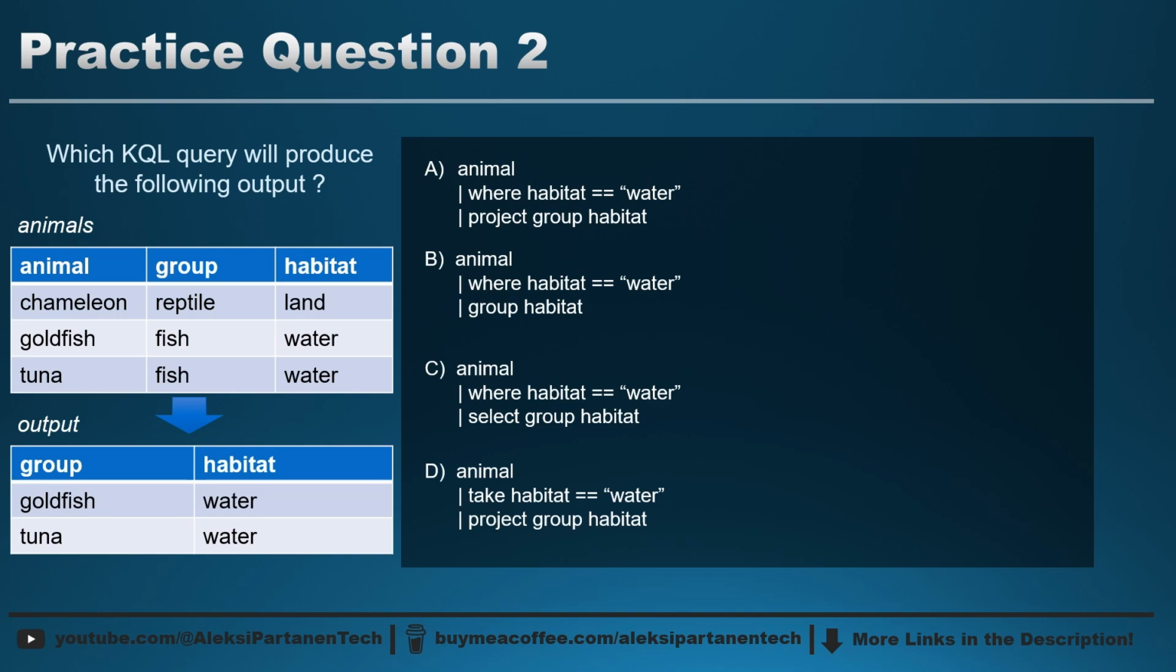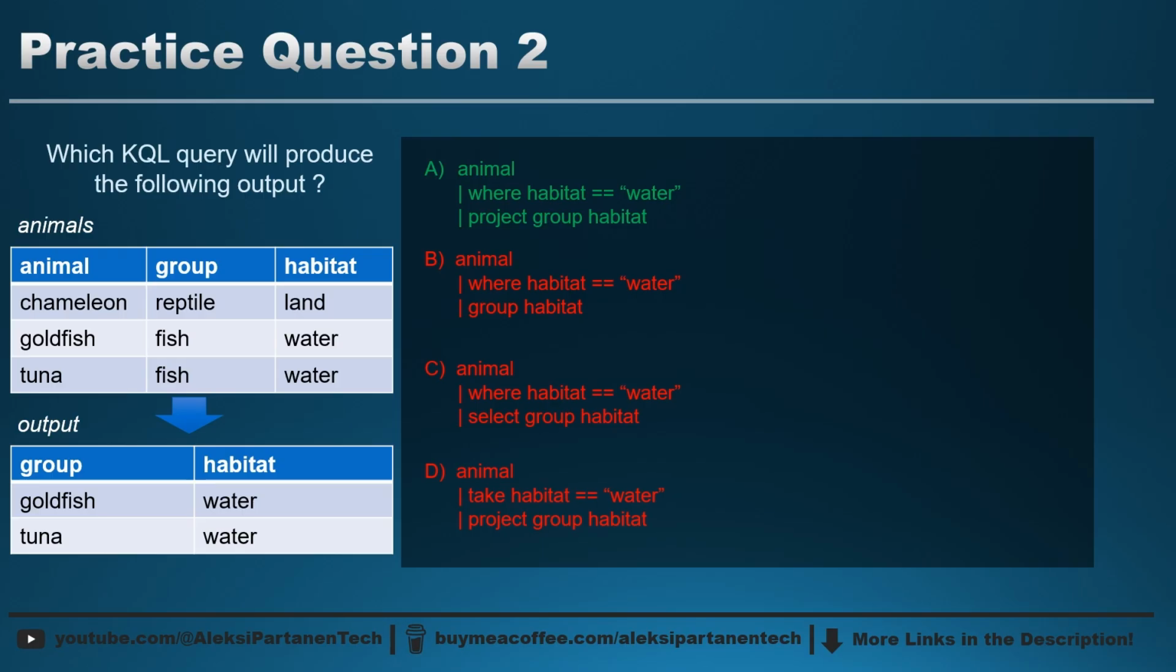Now think about the answer to this question for a moment, and I will reveal the answer to you in 3, 2, 1. And the correct answer to this question is query A. And again, I'm highlighting what the issues are with these different queries. In query B, the problem is that we are specifying the columns that we want, but we are missing the project operator that is used to show the columns. And in query C, the problem is that we are using select, and instead of select, we should use the project operator, since that is the correct KQL syntax. And in query D, we are using this take operator instead of the where operator, so that should be the correct operator there.